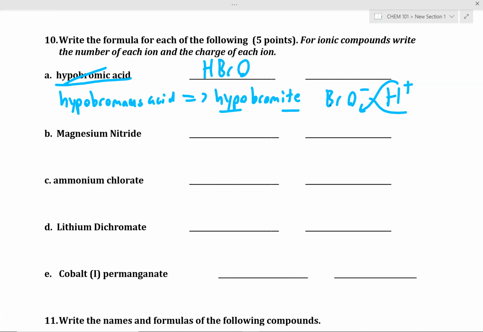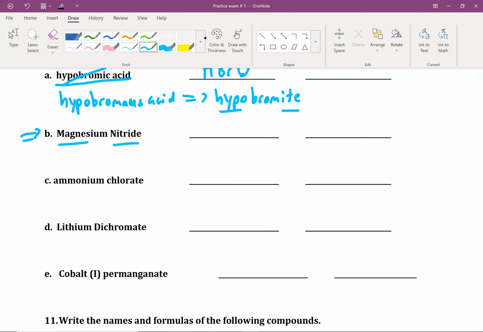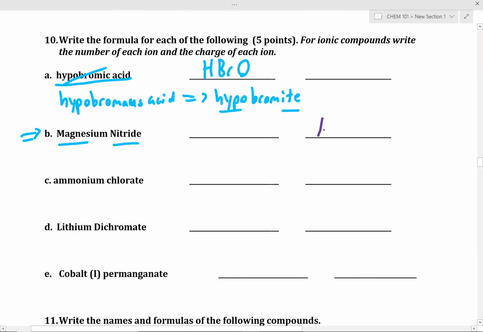Let's take a look at an ionic compound now. Magnesium nitride. I haven't given you the charges, but can we get them from the periodic table? Yes. So let's talk a little bit about how we generate the charges from the periodic table. For magnesium, what is magnesium's group number? Yep, it's group 2A. So what charge does magnesium adopt? 2 plus. Likewise, nitride is referring to nitrogen, and nitrogen is a 5A element. So what charge will it adopt?